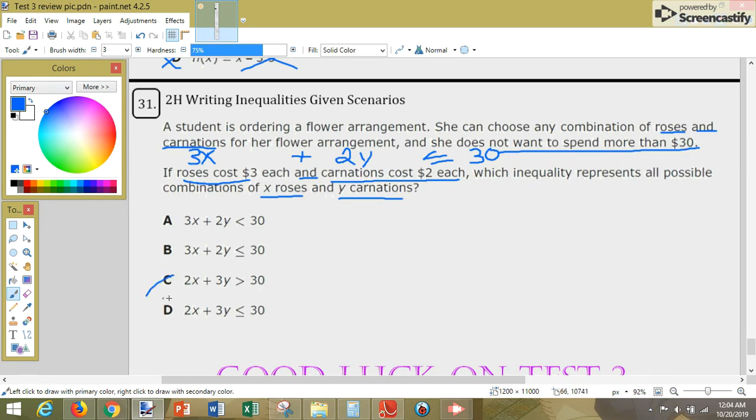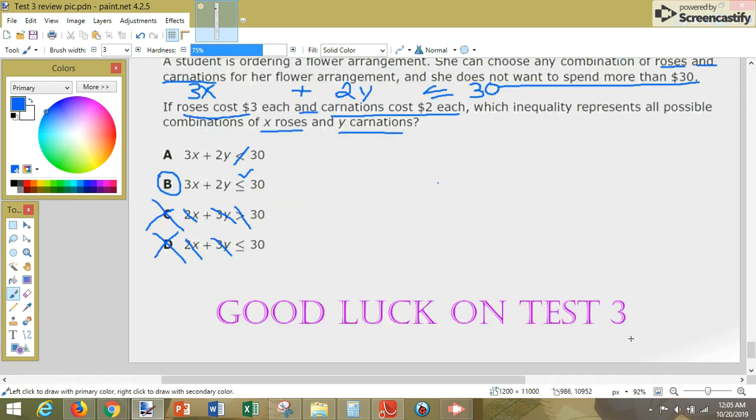So C and D we can automatically cross out because roses X is $3 each. She can spend $30, but not any more than $30. So this would work. This was not as good of an answer choice. B is your answer. Good luck on test 3.